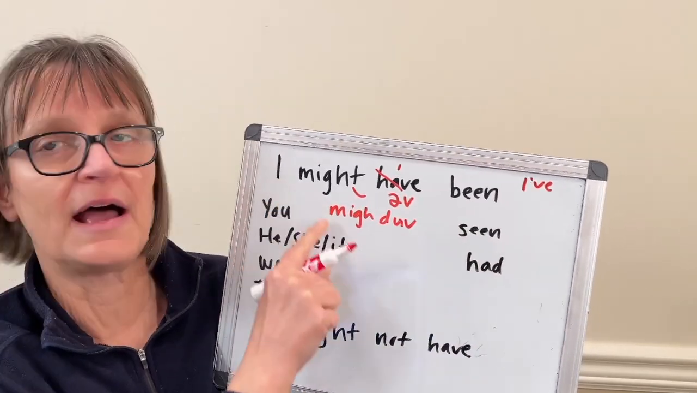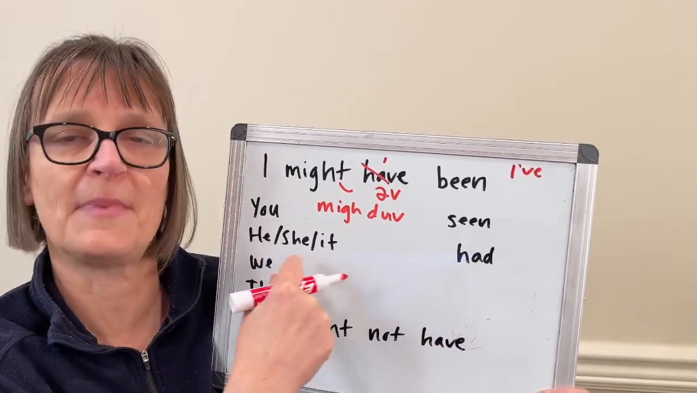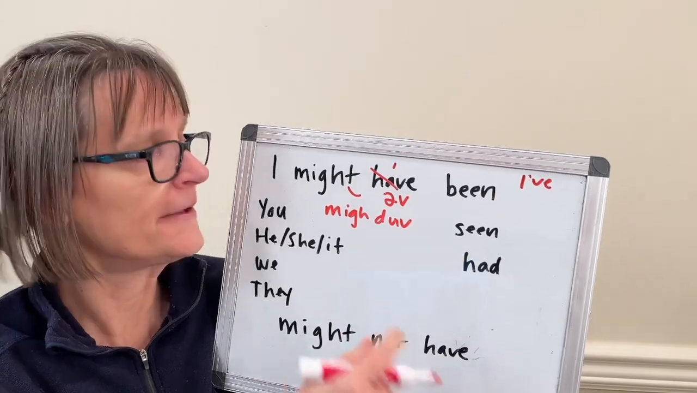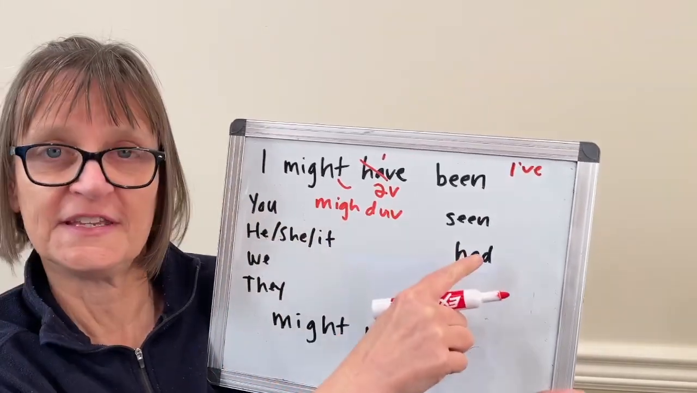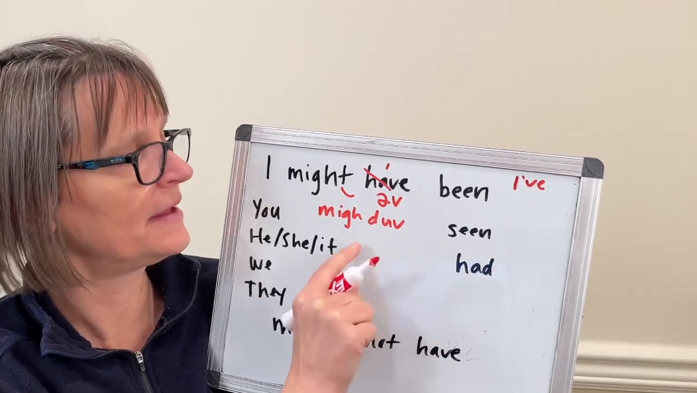So for example, "I might have been there. I might have been too busy. I might have been happy. I might have been thinking about that." Or "I might have seen it. I might have seen her. I might have seen something."